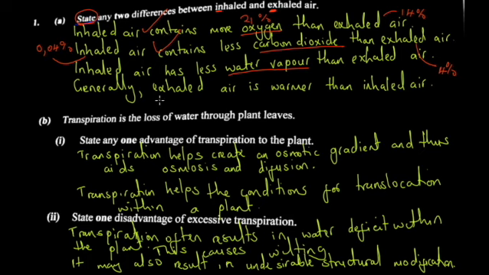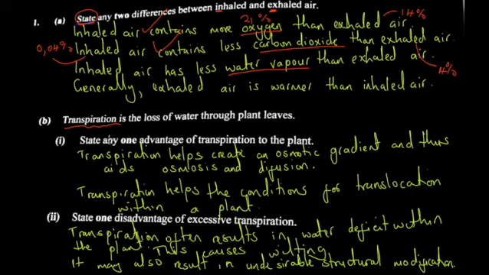These ones are the ones that you're supposed to start with. Okay, so the second part talks about transpiration. It says transpiration is the loss of water through plant leaves. So here it's actually defined for you. When it's defined for you, it's a very good thing. When it's not defined for you, then sometimes you may have to define it yourself, or you may be asked to. So it's very important to know what transpiration is.